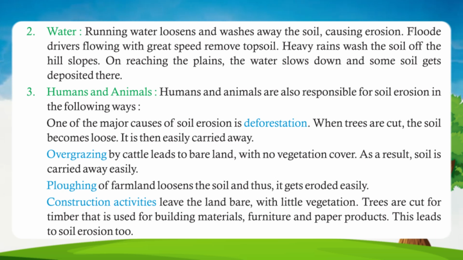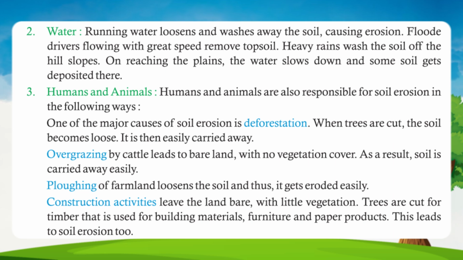2. Water. Running water loosens and washes away the soil, causing erosion. Flood rivers flowing with great speed remove topsoil. Heavy rains wash the soil off the hill slopes. On reaching the plains, the water slows down and some soil gets deposited there.